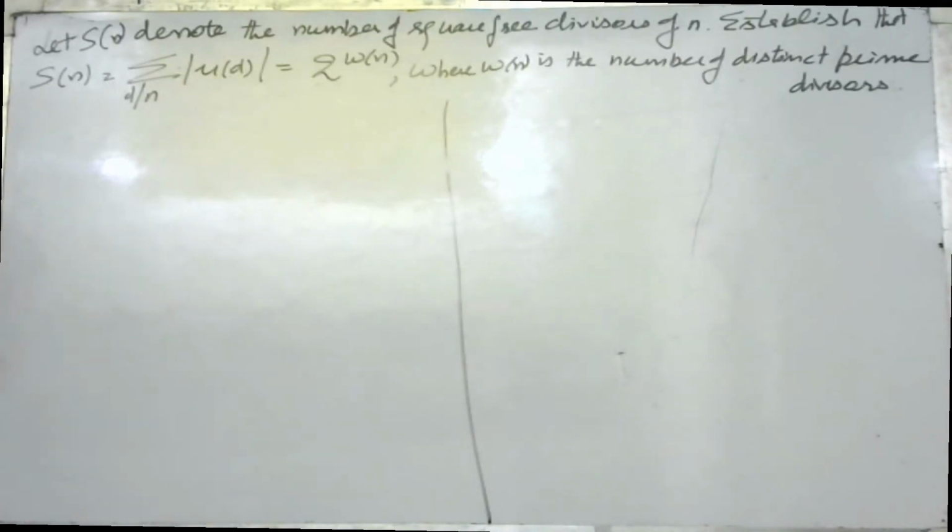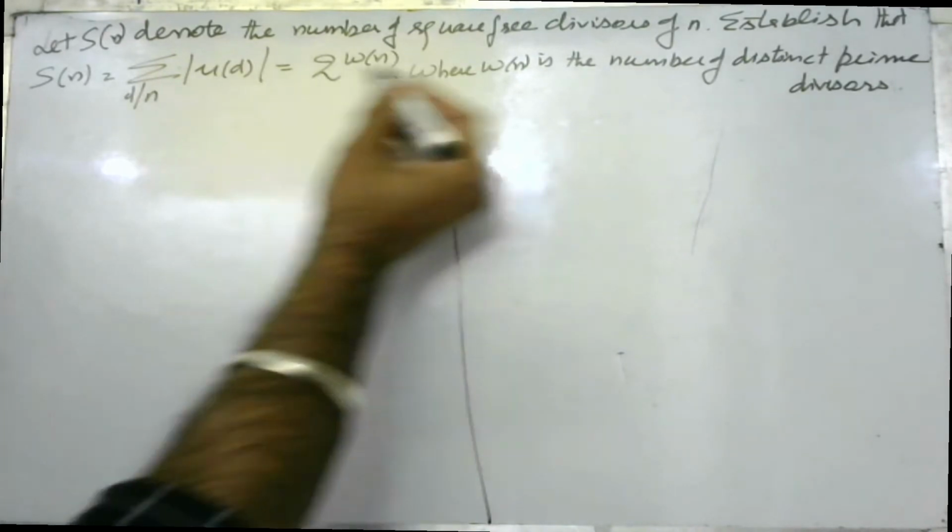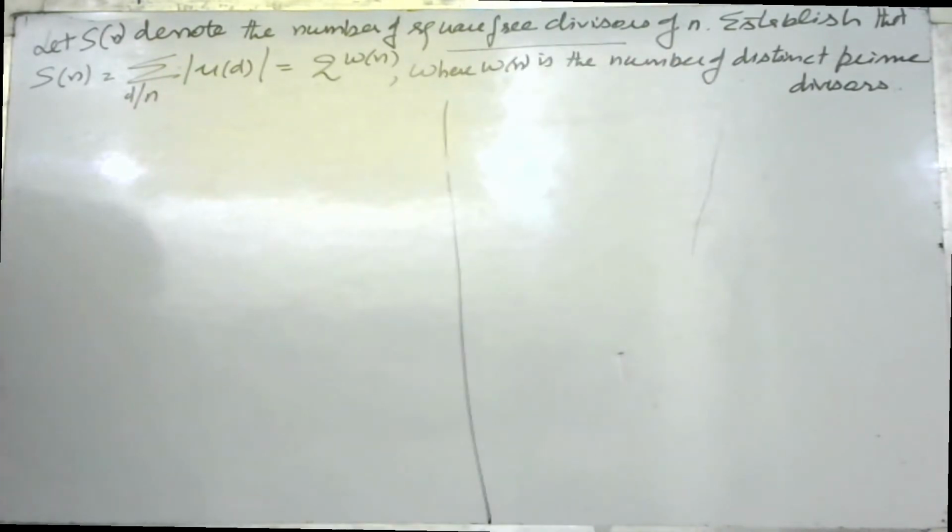Okay, another numerical. Here S(n) denotes the number of square-free divisors. What are square-free divisors?